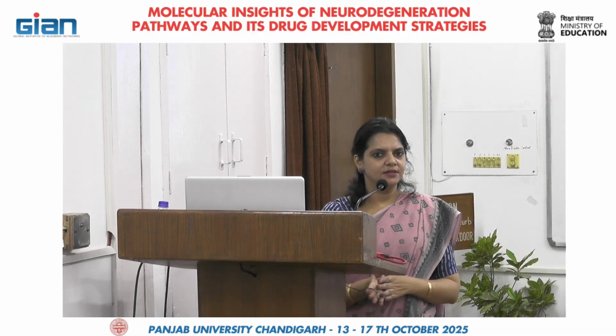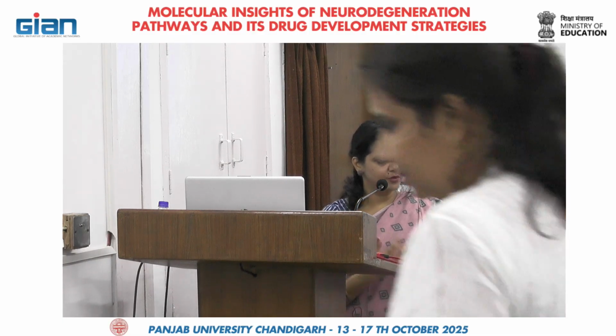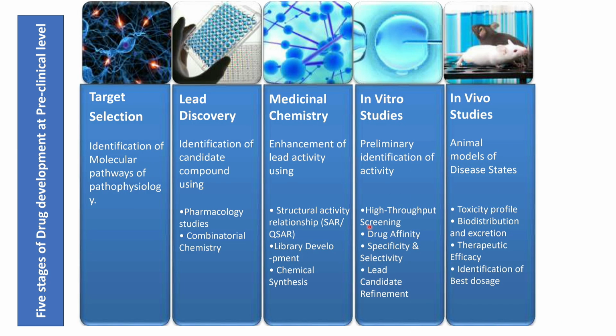So, now what is the journey of a drug development? How does a drug development start? There are 5 stages for drug development. The first is that we should know about the disease. We should know its molecular mechanism, and from that molecular mechanism we find out the targets. So, the first step of any drug development is finding a target, selecting a target.